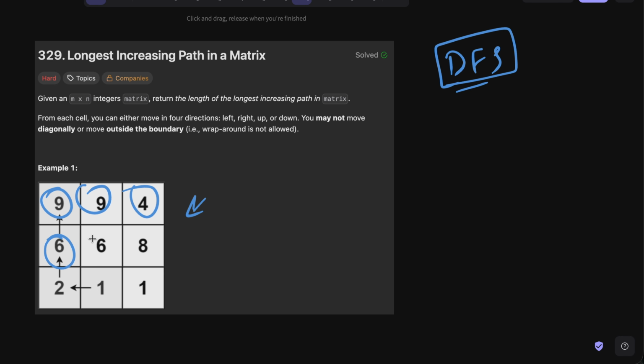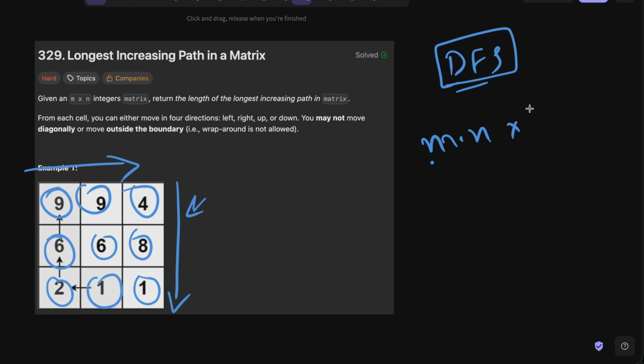So we can run it on 9, 6, 8 and all of these cells, and what it means is that I will end up running DFS on all of these cells m multiplied by n times, where m is the number of rows and n is the number of columns. M represents this length and n represents this length. And the time complexity of DFS itself is order of v plus e, right? So v is the number of vertices or nodes and e is the number of edges. So the total time complexity will be m multiplied by n whole multiplied by v plus e, right?